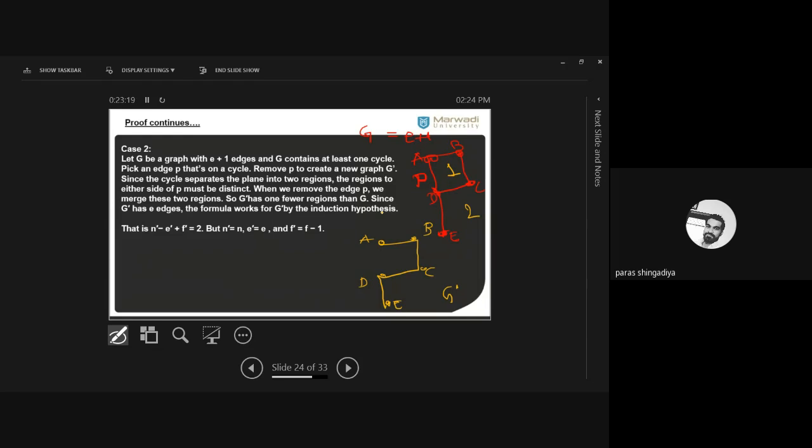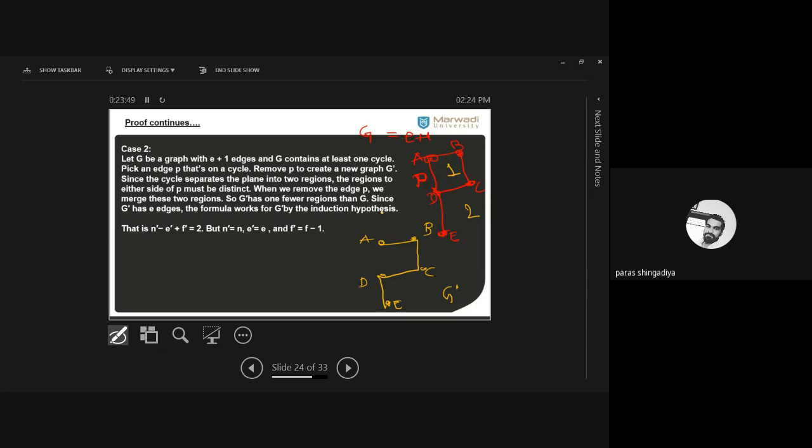Just 1 minute. Clear? That is N dash minus E dash plus F dash is equal to 2. That is by hypothesis. Okay? And now we'll compare both the graphs. So here the number of vertices are the same.